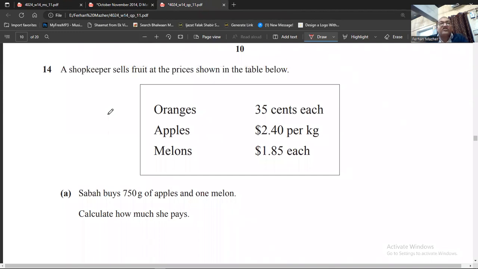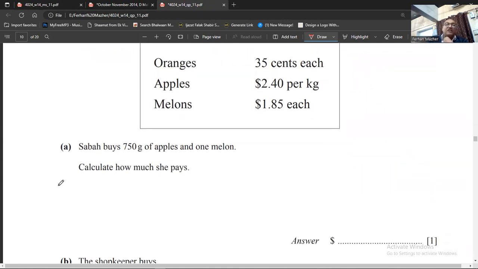Question number 14. A shopkeeper sells fruit at the prices shown in the table below. The sale price of oranges is 35 cents each, apples are $2.40 per kg, and melons are $1.85 each. Sabah buys 750 grams of apples and 1 melon. Calculate how much she pays.